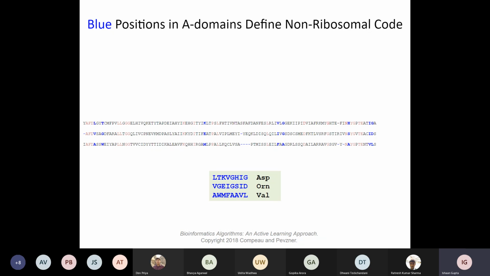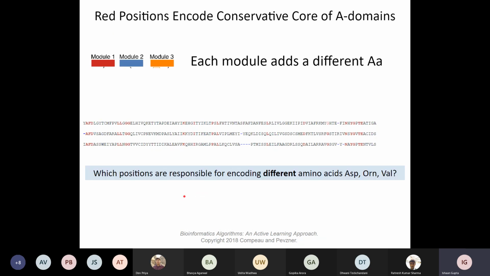Now, can somebody tell me, after the researchers would have gotten an alignment like this, what would they do? Just a second. Could you explain the significance of the blue amino acids once again? That's what I'm coming to. Yes, sir.